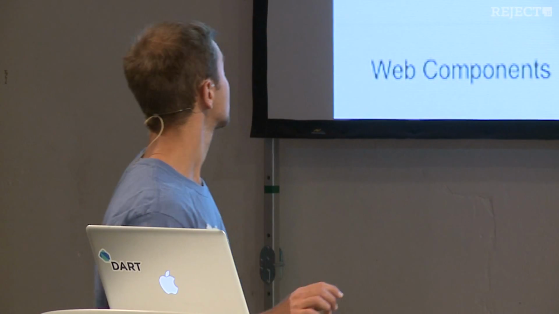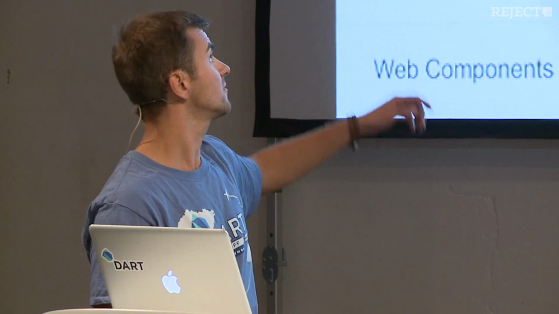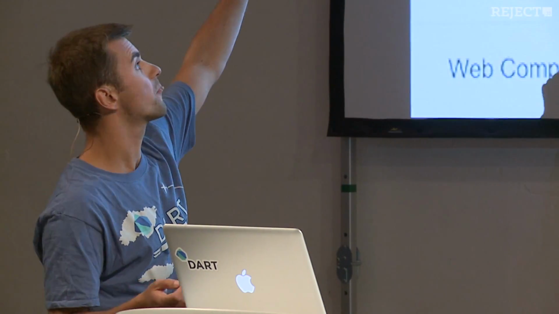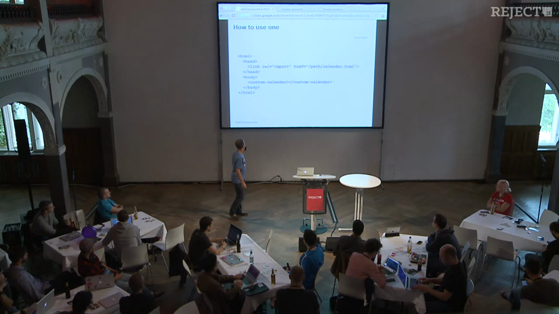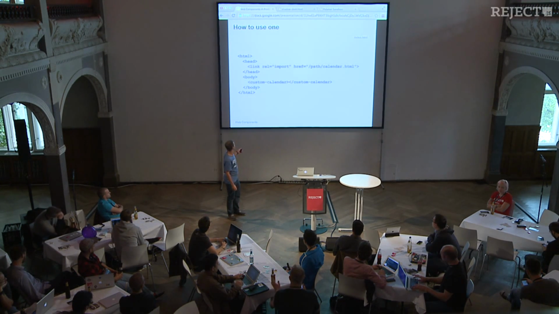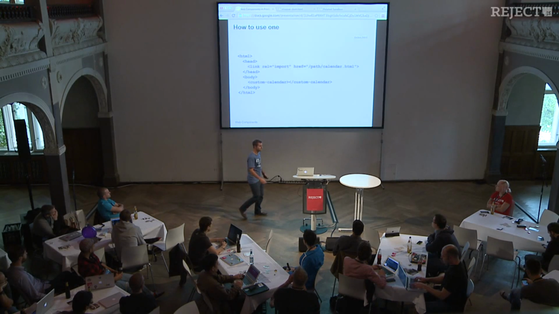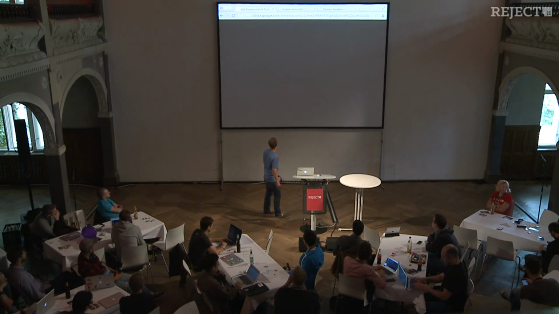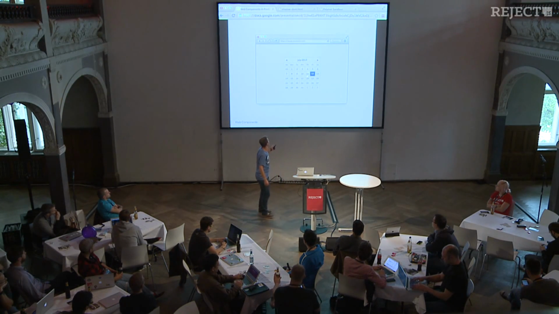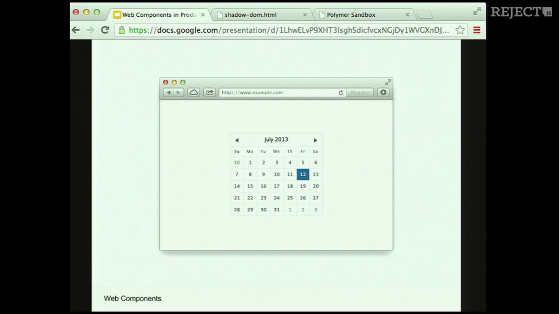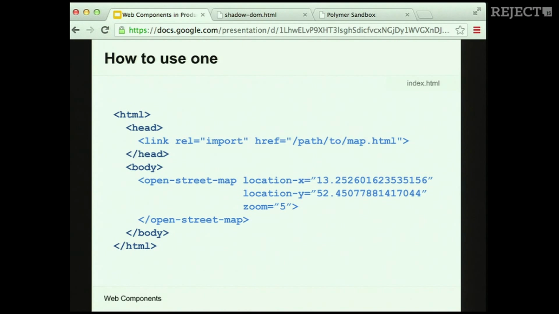And how do you use that? It's really simple. You just import your own component, or a component someone else built, and then you can just use it, your custom calendar. And what you will see is a calendar. But we can do the same for a map or anything else.